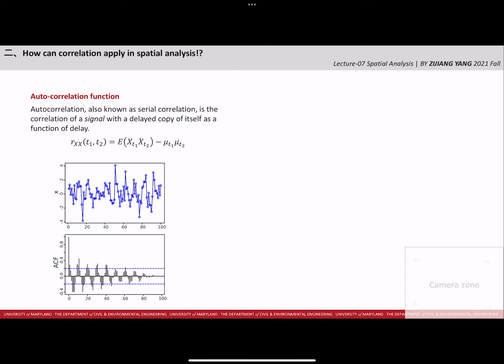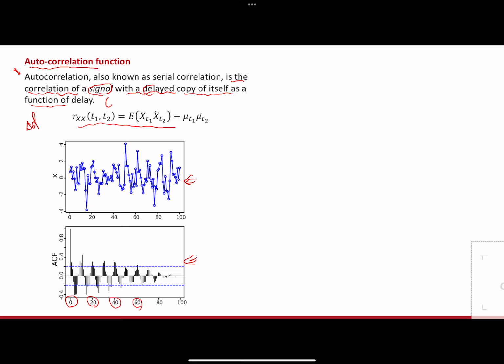Here I want to introduce a concept called the autocorrelation function. Autocorrelation is also known as serial correlation. It's the correlation of a signal, and our concentration can be considered as a signal, with a delayed copy of itself as a function of delay. The delay here is delta D, and the signal refers to the concentration. This is the more accurate definition, but you don't have to remember it. Here is an example. We have a signal, and we can calculate its autocorrelation with different delays, different Ds.